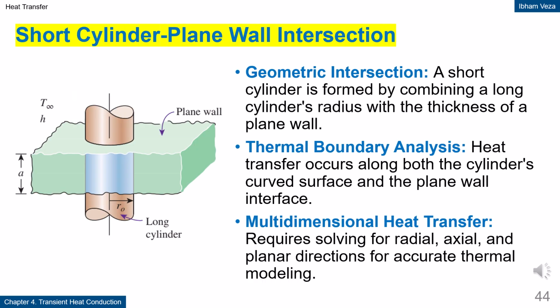Short cylinder plane wall intersection. A short cylinder can be viewed as a combination of a cylindrical geometry and a plane wall. Heat transfer occurs through both the curved surface of the cylinder and the flat surface. Therefore, the problem can no longer be simplified to a one-dimensional case. An accurate analysis must consider both radial and axial directions simultaneously. This case illustrates how complex geometry requires a multidimensional approach.